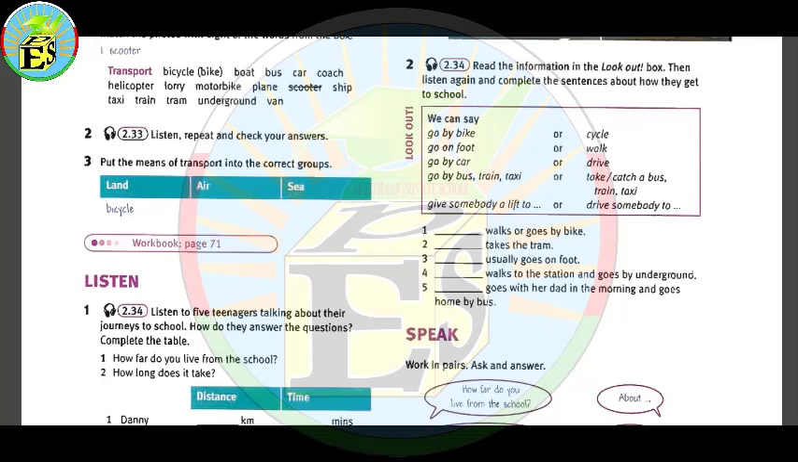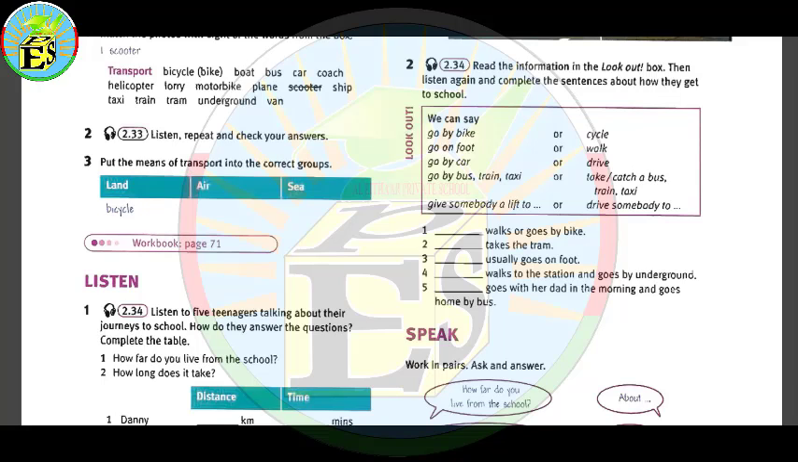4. Anne. How far do you live from the school? I'm not sure. About 2 or 3 kilometres, I think. And how do you get to school? I take the tram. It stops right outside our block of flats. How long does it take? About 20 minutes.